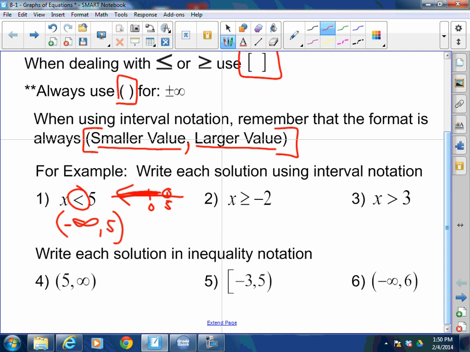Number 2, x is greater than or equal to negative 2. Again, real quick, 0, negative 2, greater than or equal to. It's going to the right. So what's my smallest value here? Negative 2 with a bracket, and it's going to positive infinity.